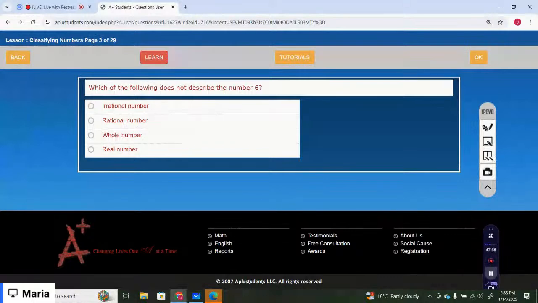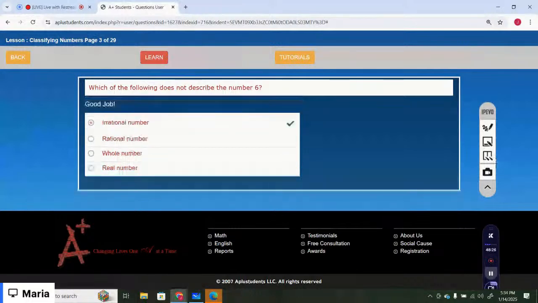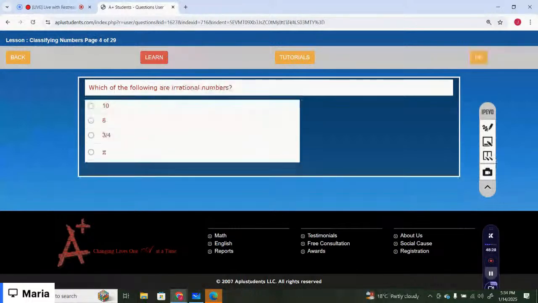Which of the following does not describe the number 6? Not irrational number. Option number 1 is the correct option because 6 is a rational number, whole number, and natural number.